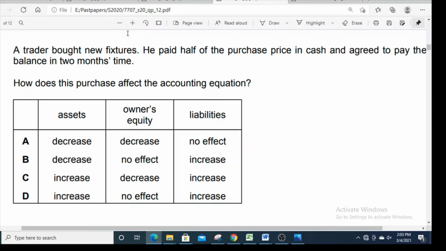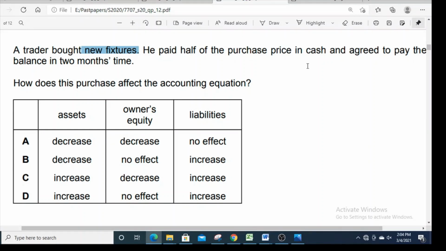Number 3 is related to accounting equation. A trader bought new fixture. He paid half of the purchase price in cash and agreed to pay the balance in 2 months. How does this purchase affect the accounting equation? Now, for this, we must see that we are buying a fixture, which is actually our asset, but we are paying only half of the price in cash. So let's say if fixture is increasing by 10,000, we are paying only 5,000. So cash is decreasing by 5,000. So overall, 10,000 increase and 5,000 decrease means that it's 5,000 increase overall in assets.